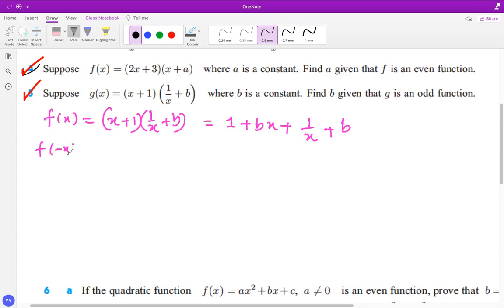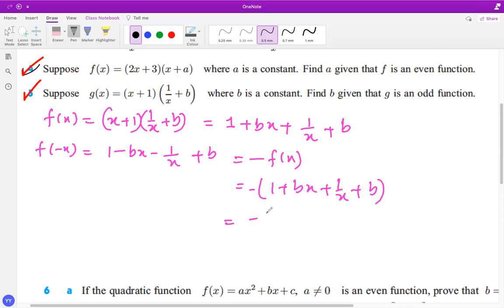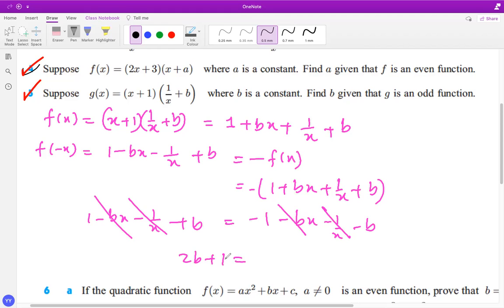Now, f of negative x is going to be 1 minus bx minus 1 by x plus b, if it is equal to negative of f of x. So it is same as negative of 1 plus bx plus 1 by x plus b. So you get negative 1, negative bx, negative 1 over x, negative b, equals 1 minus bx, negative 1 over x plus b. bx and bx cancel, x cancels. We get eventually 2b plus 1 equals 2b plus 2 equals 0, because this 1 comes to this side. So this gives us b as negative 1.